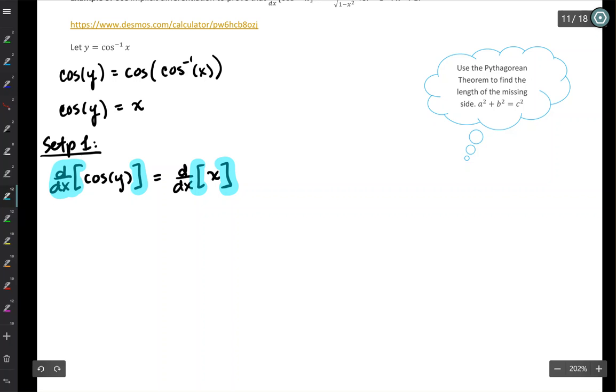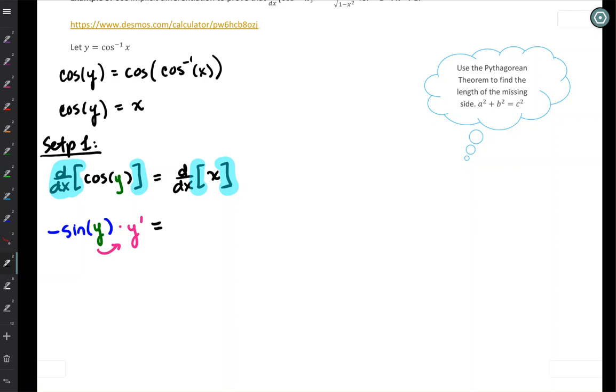The derivative of cosine of stuff, I'm going to be using chain rule here. The derivative of cosine is minus sine of that thing, chain rule, times the derivative of that thing, the derivative of the inside function. The derivative of x with respect to x is just 1.